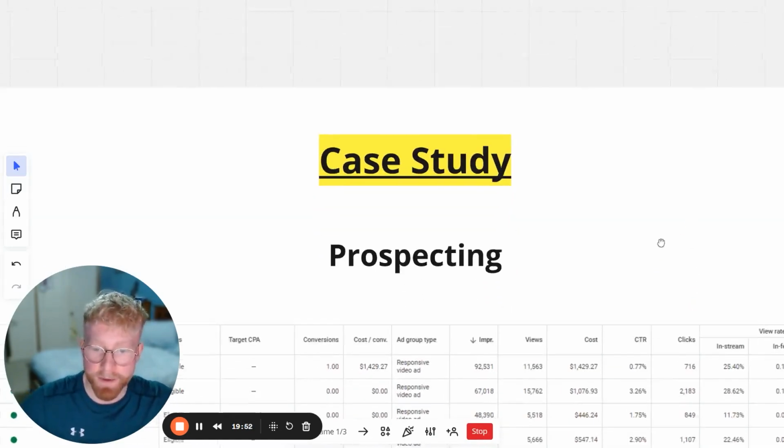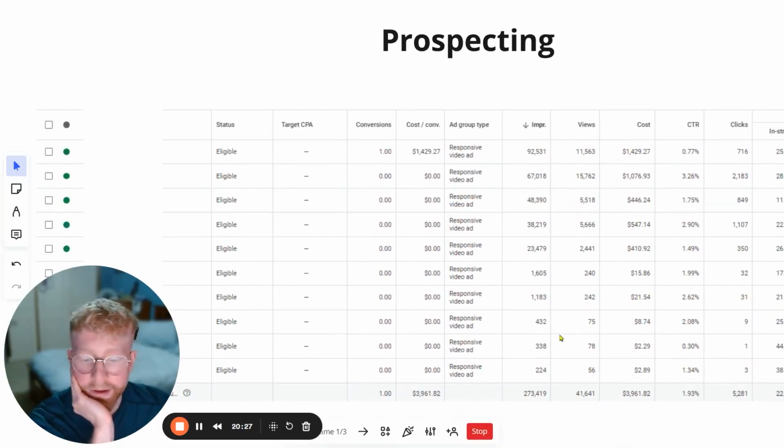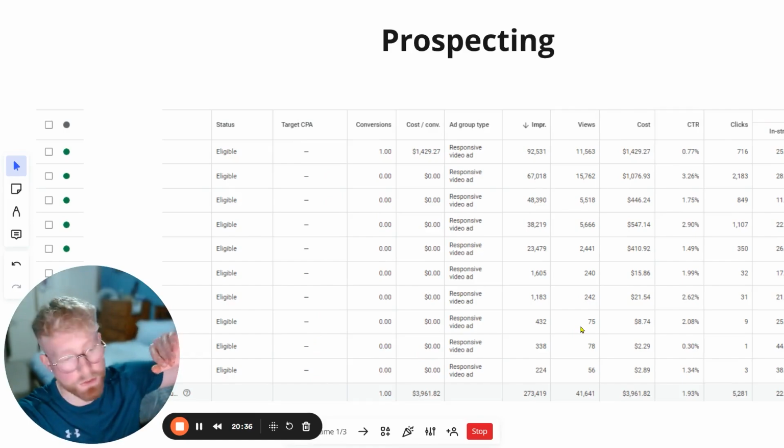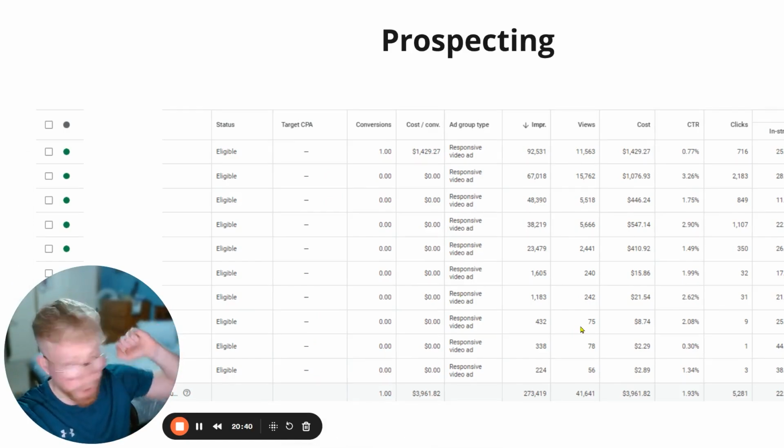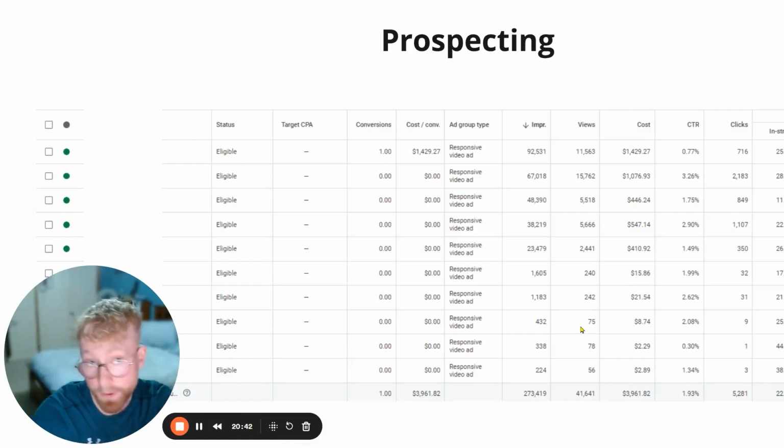So the prospecting campaign. I ran 10 ad groups. And this is all in-market audiences, custom intent, and competitor URLs, as I said. The other thing that I did in terms of audience targeting here as well was I targeted blogs. So this was a key audience that I targeted as well, that I think has performed well.